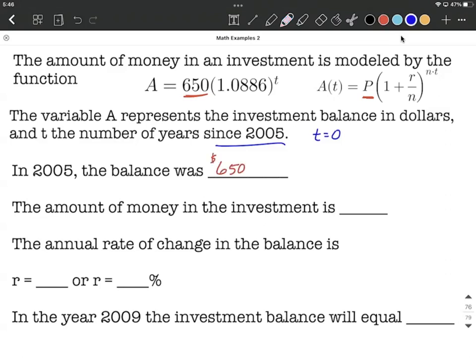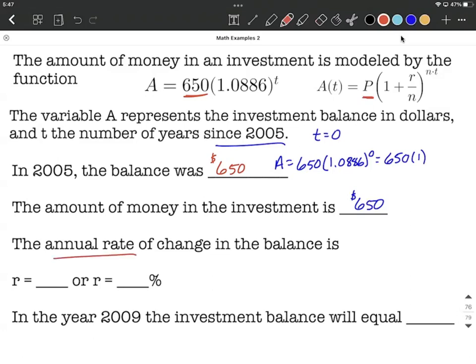The other way to come to the same conclusion is we can fill 0 in for t. In this case, it'll be 650 times anything raised to the 0 power is 1, so 650 times 1 also gets us back to 650. Now, the amount of money in the investment at time 0 in 2005, we can answer that that's going to be $650. If they ask for other specific years, well, we can fill in different values for t to figure that out.